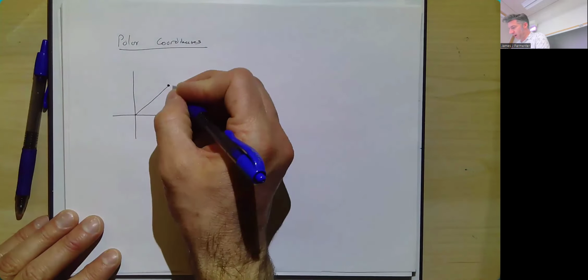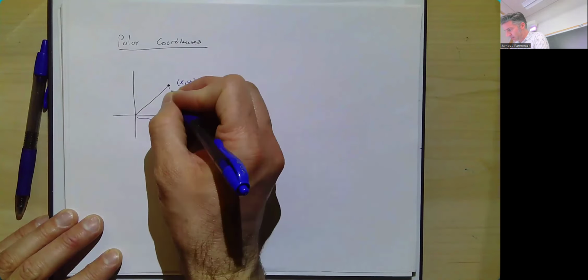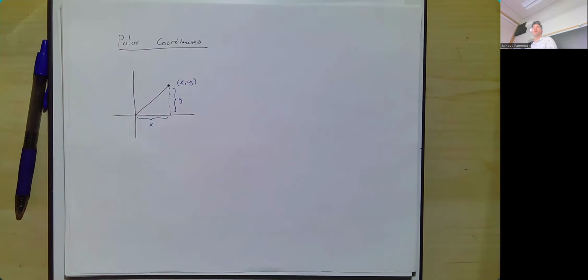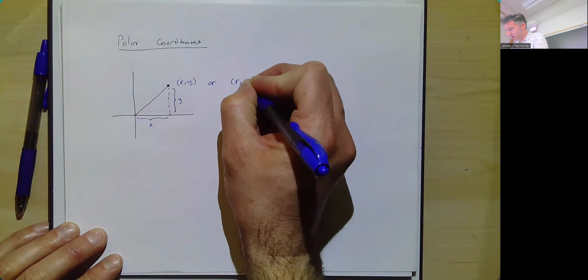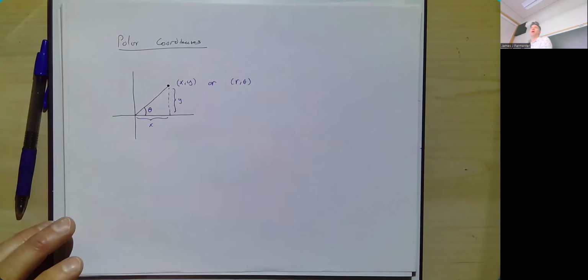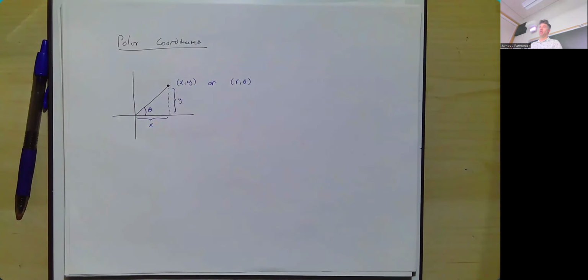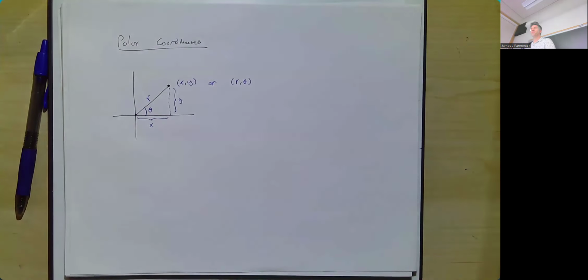So this point here, I'm going to say that point is x comma y, because I have gone over x and up y. But you could also say that point is r comma theta, because you've gone an angle of theta counterclockwise from the positive x-axis, and you've got a distance of r from the origin to the point. Two different systems of labeling any point in the xy plane. You could label every point either as over up or angle out.